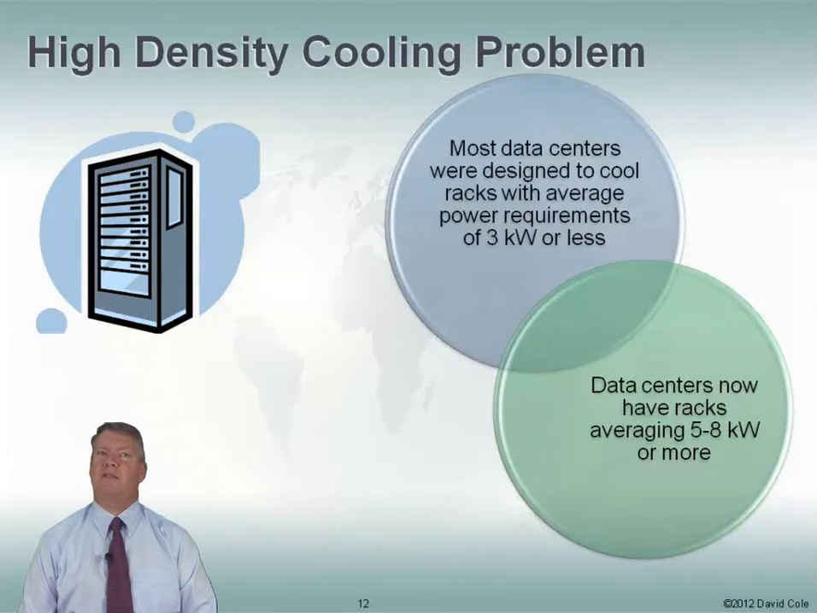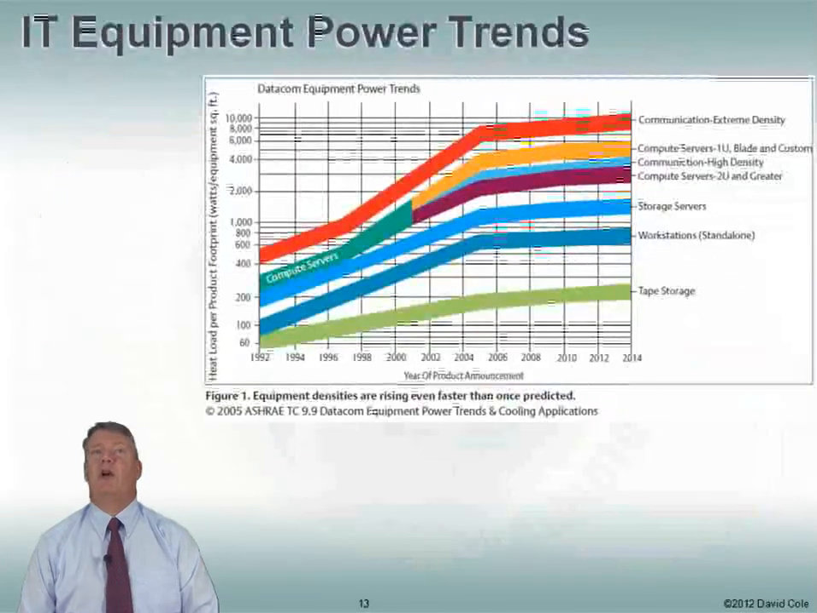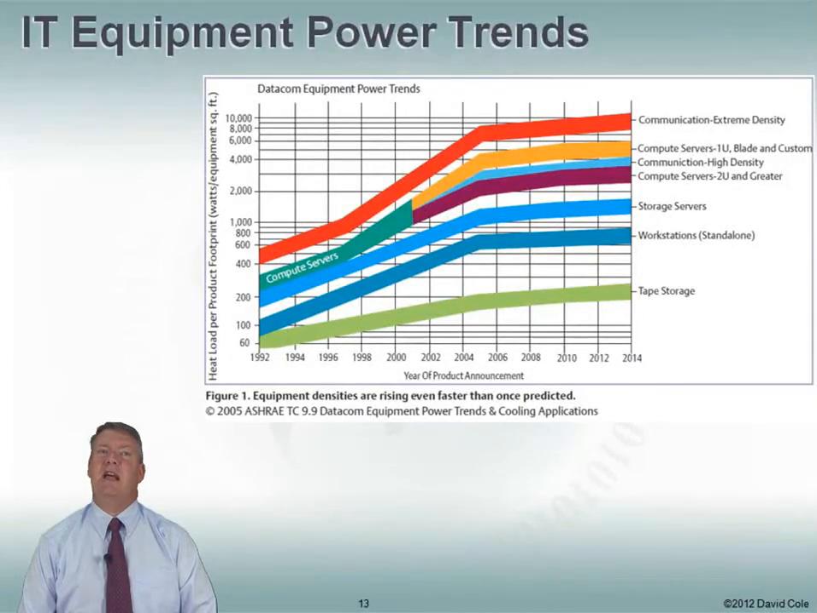You have to cool those racks differently because of the higher density. And vendors are pushing even more and more higher density servers, right? So it's getting to be more and more of an issue. When we look at the power trends of IT equipment over the last 10, 20 years, you can see how those have really ramped up. So we've continued to increase the density of every area of computing, from communication servers down to tape storage and storage servers and workstations and so on. They've leveled out a little bit, but the density is much greater than it was even 10 years or so ago when our data center might have been built.